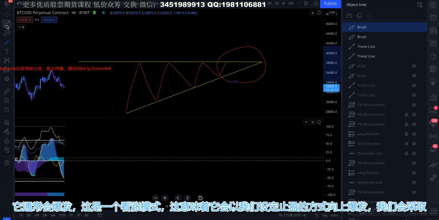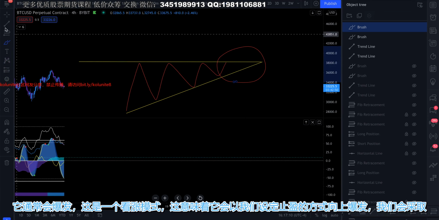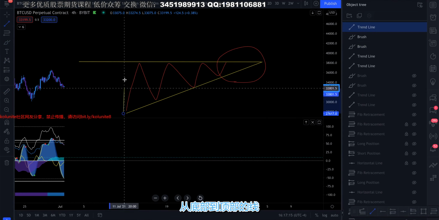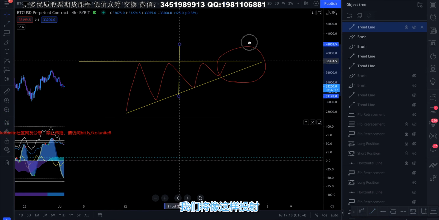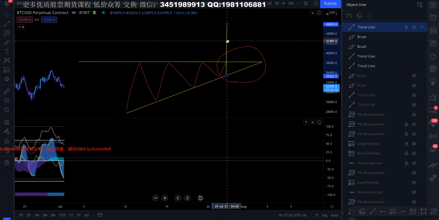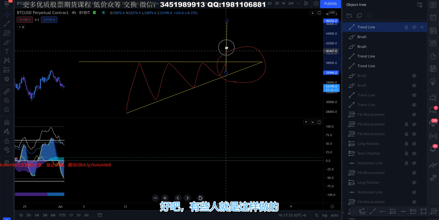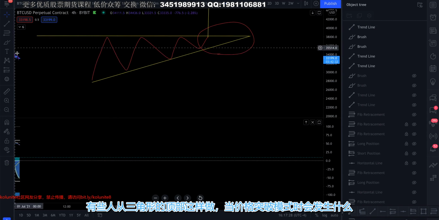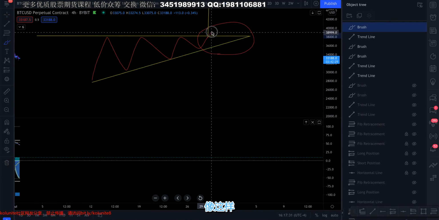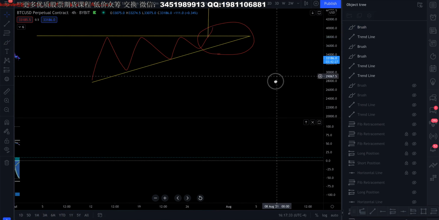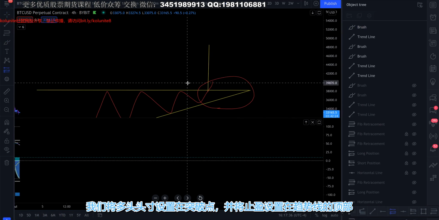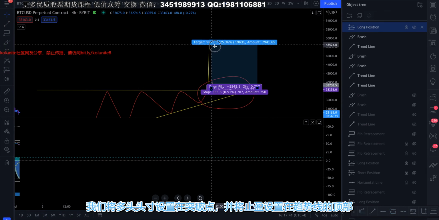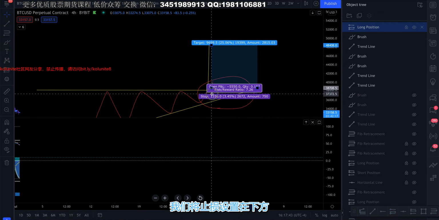It will break out. Usually this is a bullish pattern, meaning it will break out upwards, and the way we set our take profit is we take a line from the bottom to the top and project that. Some people do it like that, some people do it from the top of the triangle. When the price breaks out of the pattern, we enter a trade, set our long position right at the breakout, set our take profit at the top of this trend line, and set our stop loss below.